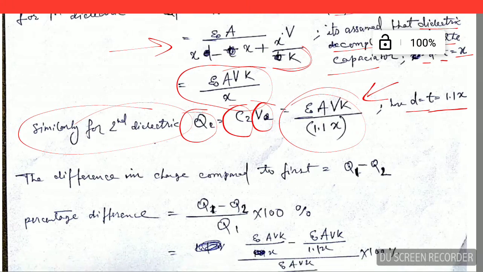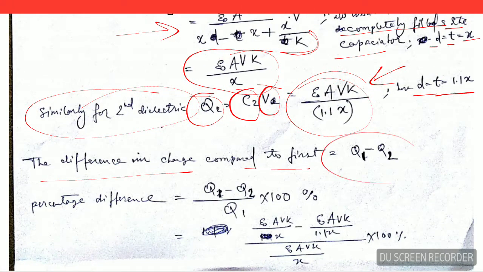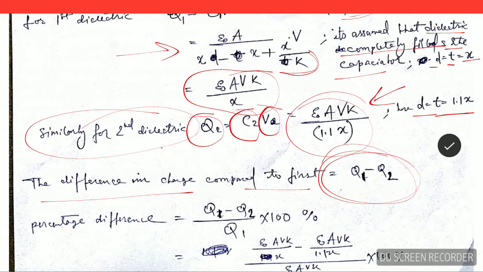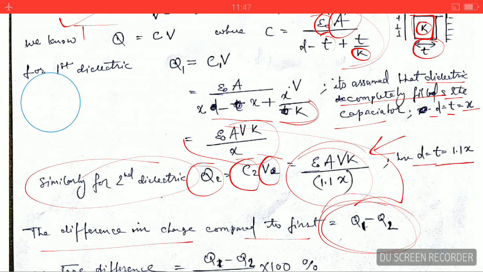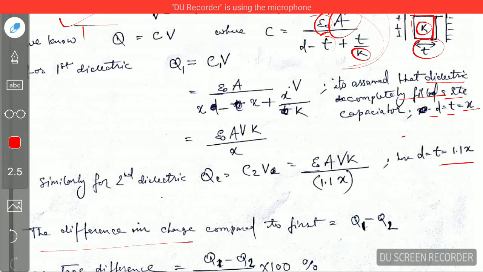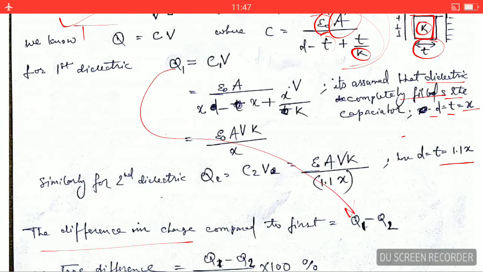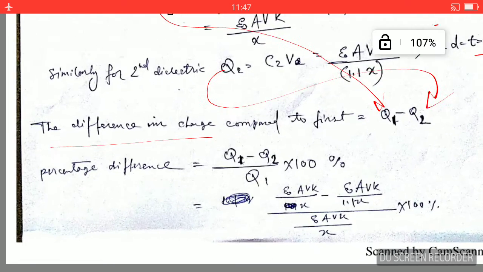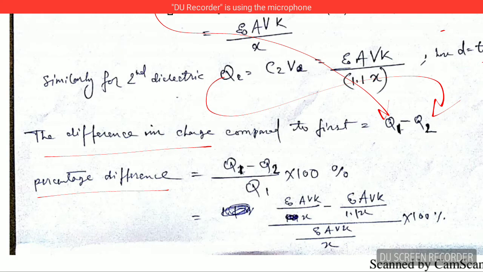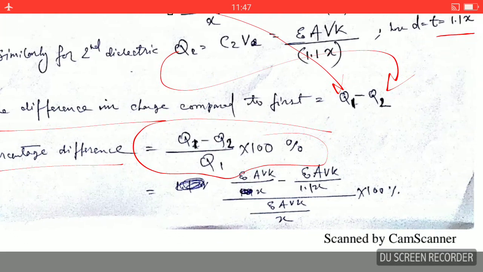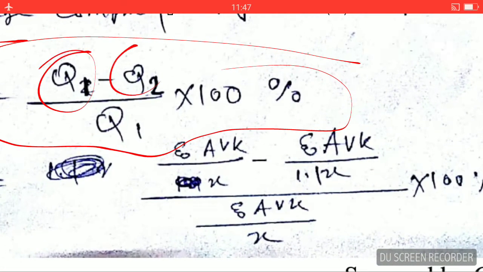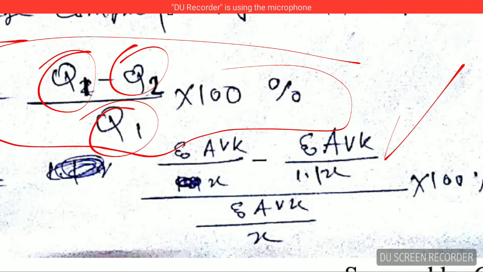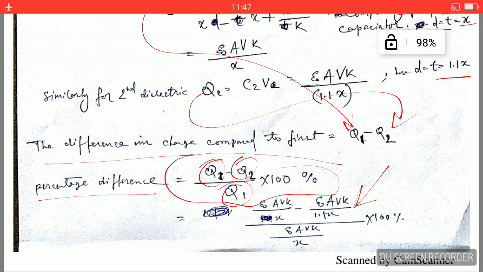Now the difference in charge compared to the first is this, and we can directly put the values from here. Now we have to find the percentage difference, and the percentage difference is given by this formula. We are now plugging in the values of Q1 and Q2 from our previous calculations into this equation, and I have substituted the values as you can see here.